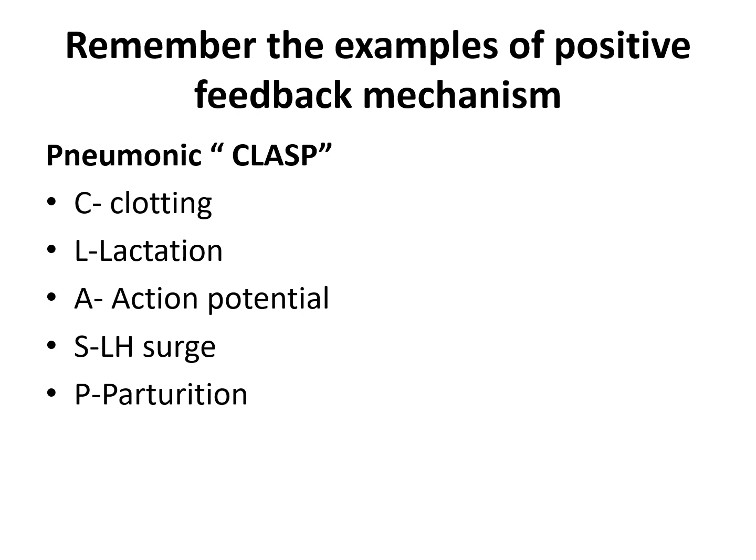S for LH surge. At the time of ovulation, just before ovulation, there is a peak of luteinizing hormone secretion. That is also an example of positive feedback mechanism. And P for parturition. At the time of delivery, that is also a positive feedback mechanism. So this is just to remember the examples of positive feedback mechanism. CLASP: C for clotting, L for lactation, A for action potential, S for LH surge, P for parturition.